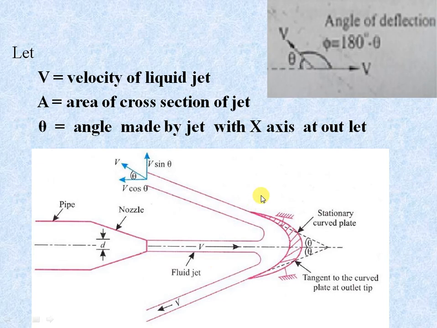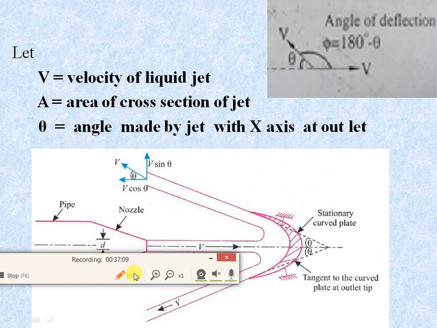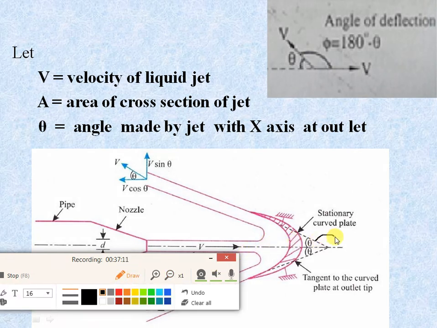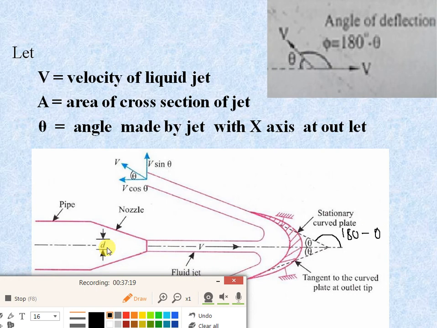Okay, so again the main important thing is angular deflection. Consider this is theta angle and the jet is deflected through some angle. So this angle is 180 minus theta. If the jet is at the center, at that time the angle of deflection is the remaining angle. Suppose the blade tip angle is 20 degrees. So the angular deflection is 180 minus 20, which is 160 degrees.